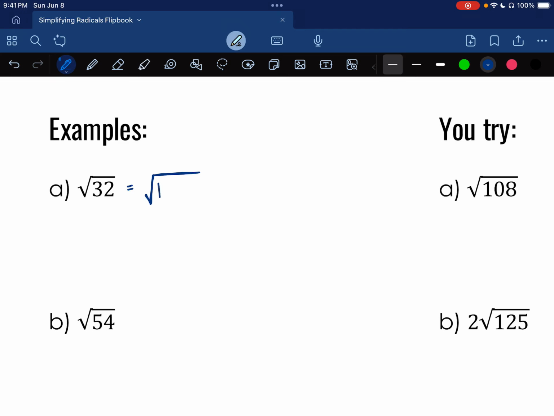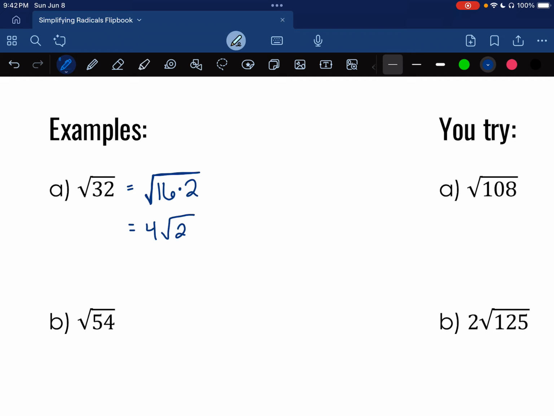So the largest perfect square that's a factor of 32 is 16. So 16 times 2 is the same thing as radical 32. So this means I can take the square root of 16 and get 4, but poor 2 stays behind under the square root symbol because it's not a perfect square.